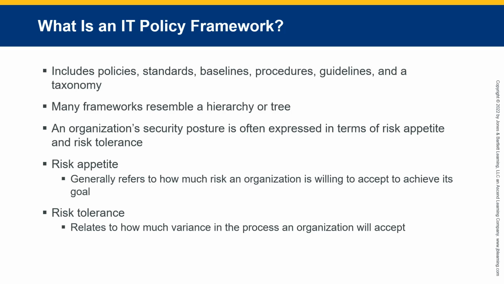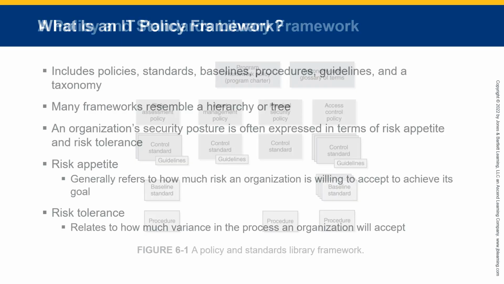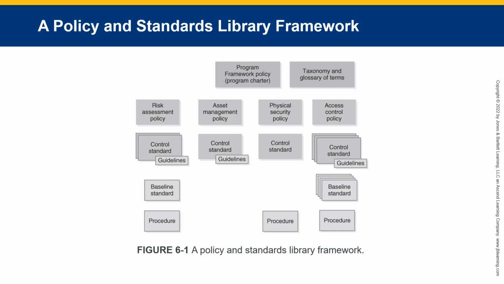Risk appetite generally refers to how much risk an organization is willing to accept to achieve its goal. And again, that's based a lot of times on what they've got going and what competition there is, what's at stake. And lastly, risk tolerance relates to how much variance in the process an organization will accept. This is a realization chart of what we covered in the previous chart, showing the policy and standards library framework, the flow of how that works.